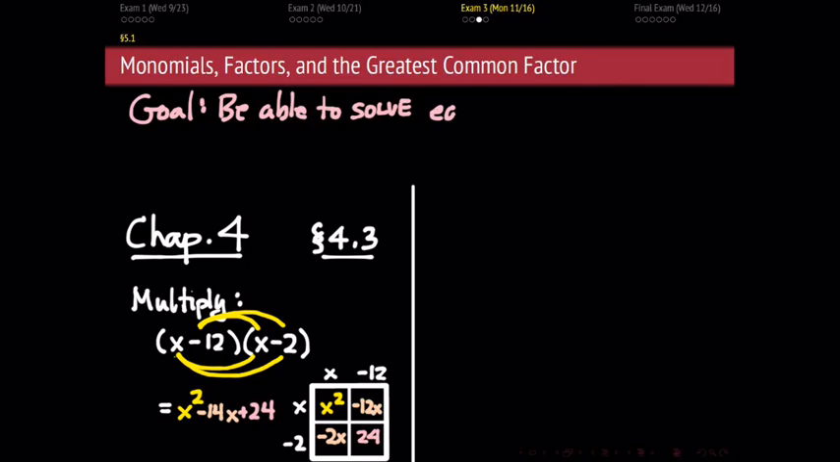And the kinds of equations that we want to be able to solve are equations that have quadratic expressions in them. So equations like, say, x squared minus 14x plus 24 is equal to 0. Right? Our ultimate goal is to be able to solve an equation that has one of these second powers of x in it. Right now, we don't really have any tools that will let us do this.